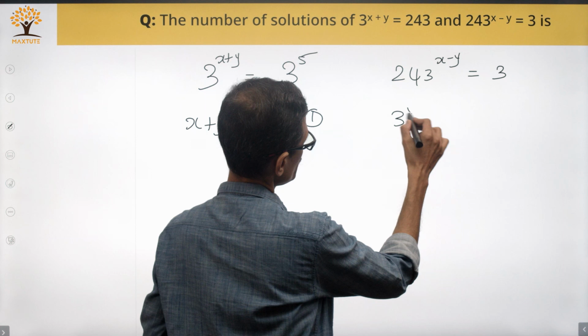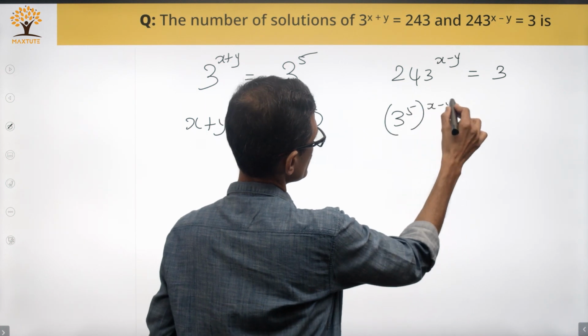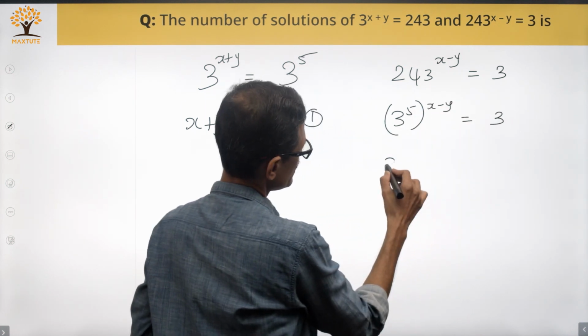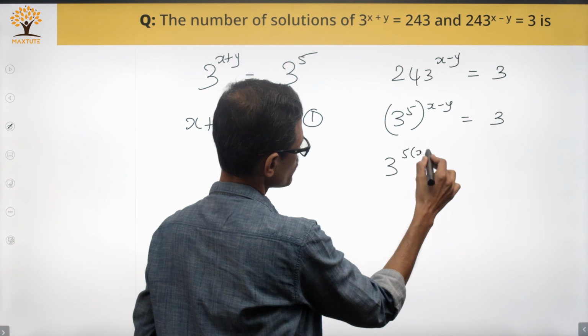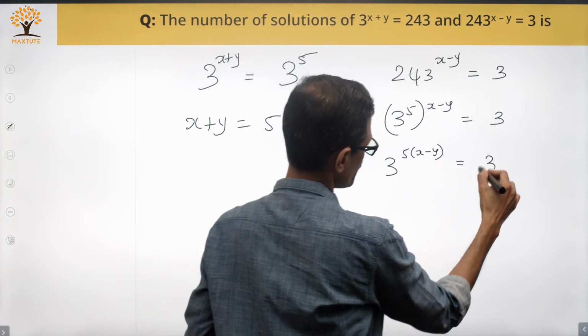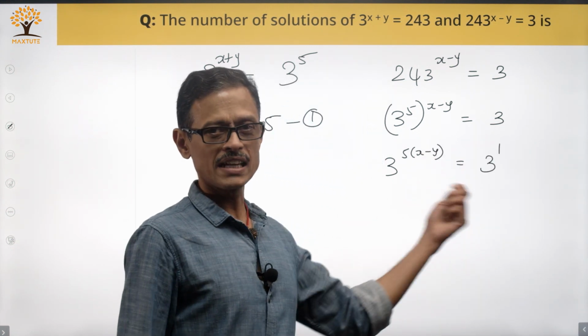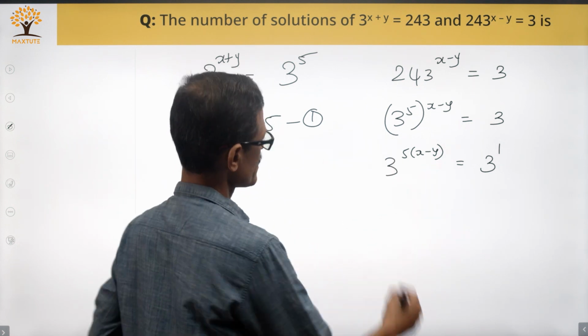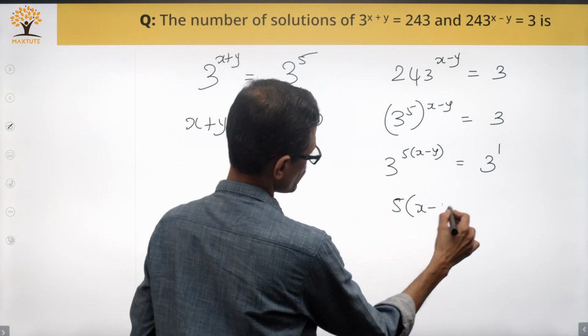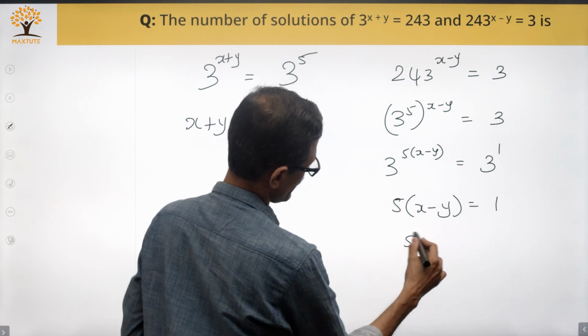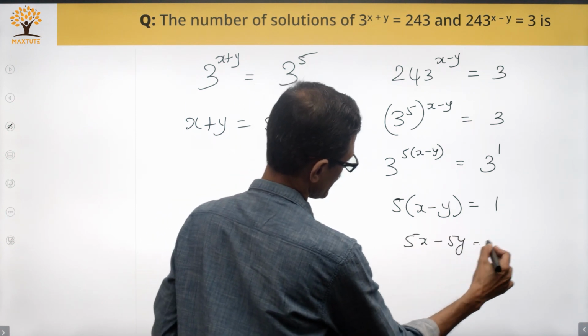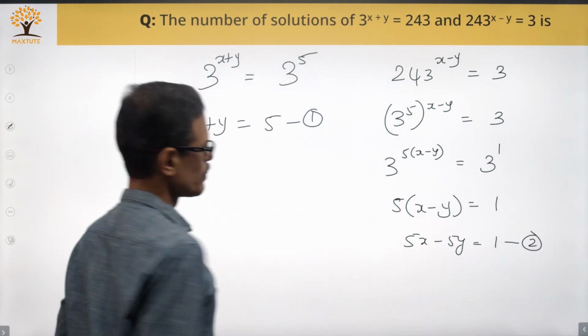So, 3 raised to the power of 5 raised to the power of x minus y is equal to 3. 3 raised to the power of 5 times x minus y is equal to 3 power 1. Bases are equal, both are 3's. Equate the indices. We have 5 times x minus y is equal to 1. 5x minus 5y is equal to 1. This is equation number 2.